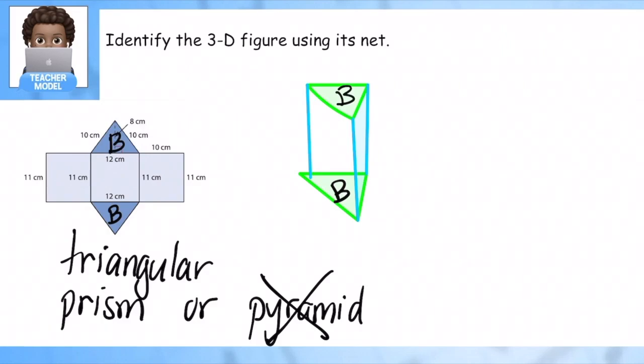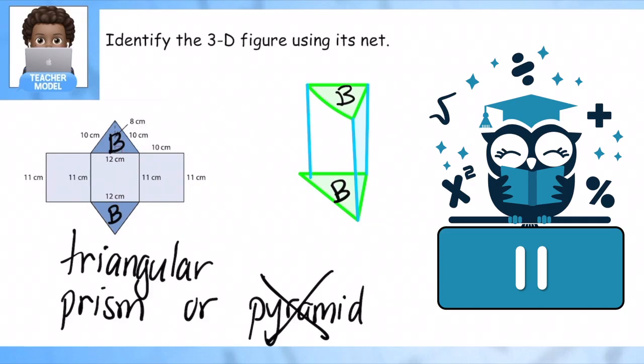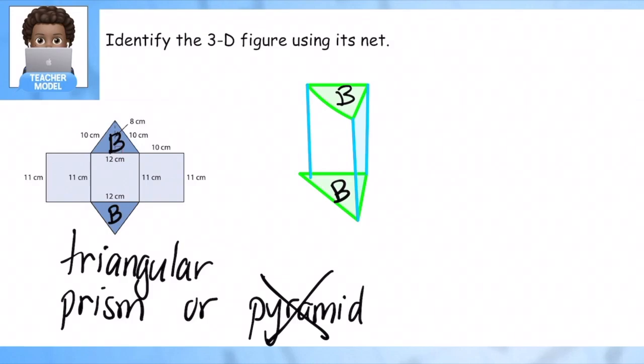All right, Math Marvel, that's our last example for today. Hit pause and jot this down. You're going to get a ton more practice trying to identify different models and figure out, is it a prism or is it a pyramid? And then also name it using its base.